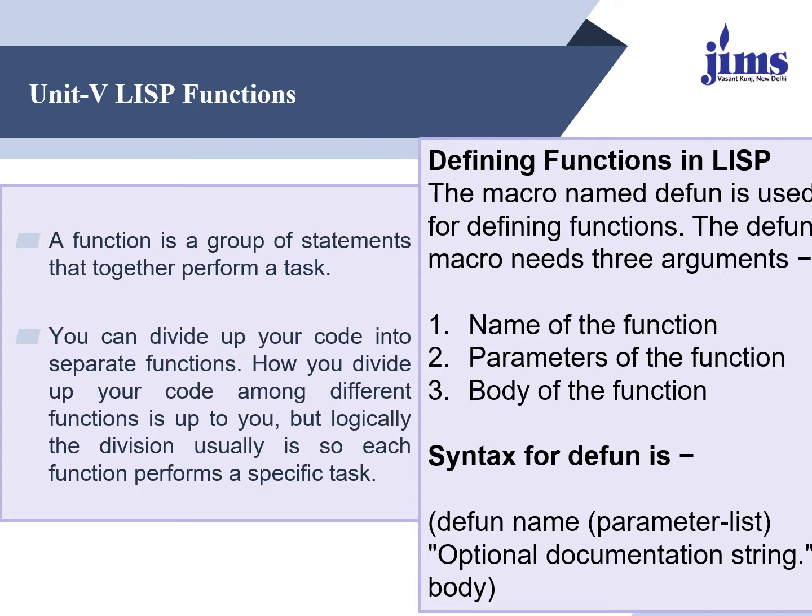So in Lisp, a function is defined by using a macro named defun. Defun is the name of a macro which is used to define a function. And to define a function, we need three arguments. One is we have to give a specific name to the function. Then in case we are passing some parameters to the function, we have to mention the number of parameters we are passing and the types of parameters we are passing.